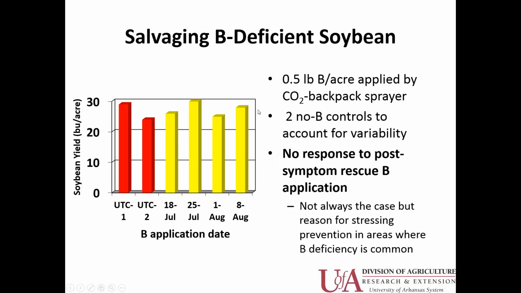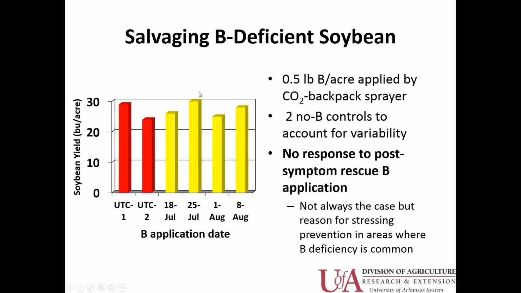And lastly, we stressed to our growers in the areas where boron is a problem, prevention, because this is the field where the levee, the previous year's rice levee showed up very prominently. We had 2 untreated checks because we knew we were going to have a lot of variability, and we applied boron on a weekly basis, and we had 6 reps here, and basically there was no response.